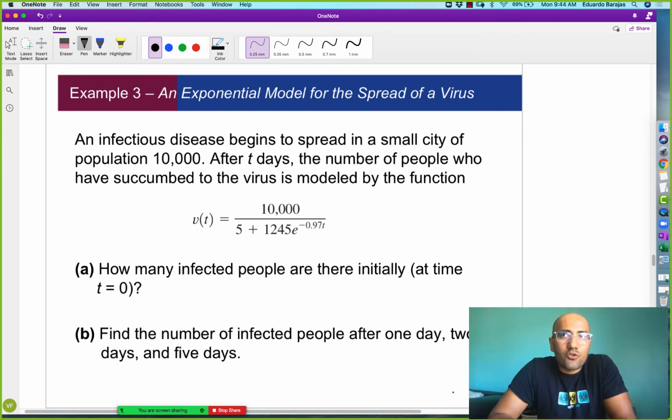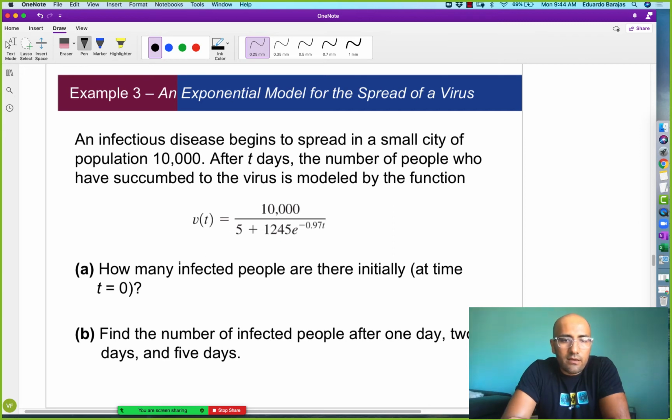When we try and describe how viruses flow through a population, the number e appears in the models that do a pretty good job of describing it. So here is a case. An infectious disease begins to spread in a small city with a population of 10,000. After t days, the number of people who have succumbed to the virus is modeled by this function, right? So V of t is going to be the number of people who have succumbed to the virus after t number of days. So here is the entire population, and here is this thing here.